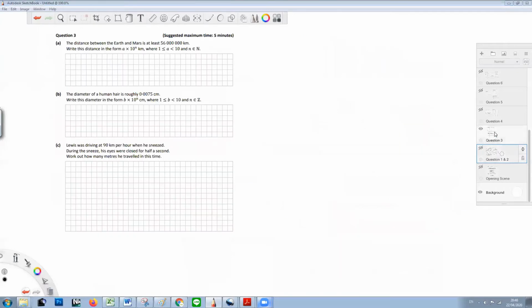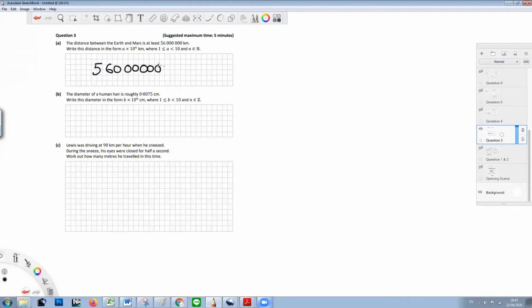Okay, the next one is question 3. We're told that the distance between Earth and Mars is 56 million kilometers. Write down the distance in the form A times 10 to the power n km, where A is a number between 1 and 10, and n is a natural number, meaning it's like 1, 2, 3. It can't be like -1, etc. So these ones are pretty easy as long as you know what to do.